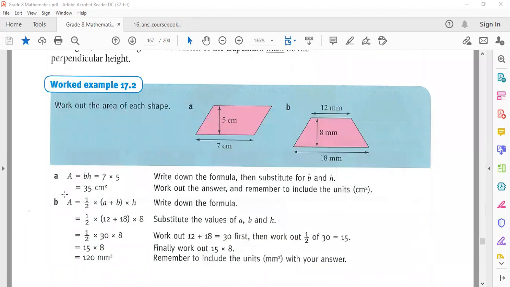So 7 multiplied by 5, you can write the answer here. But here, 18 plus 12 is equal to 30. 30 multiplied by 8, divided by 2. So you will get your answer.